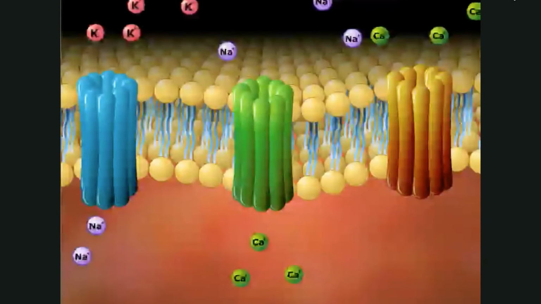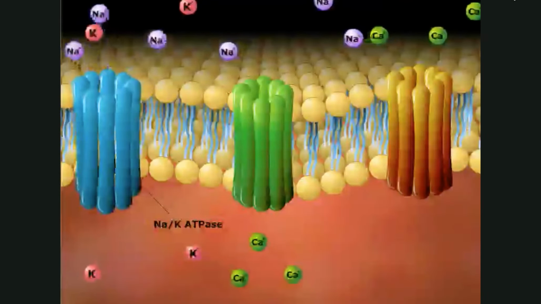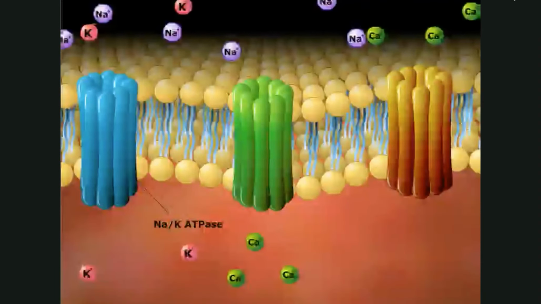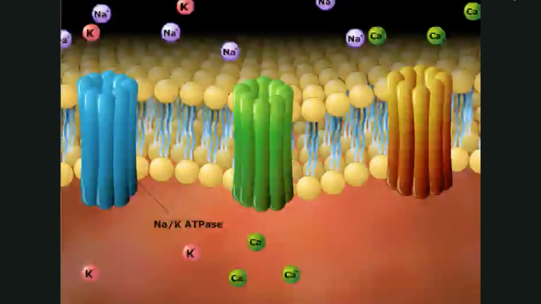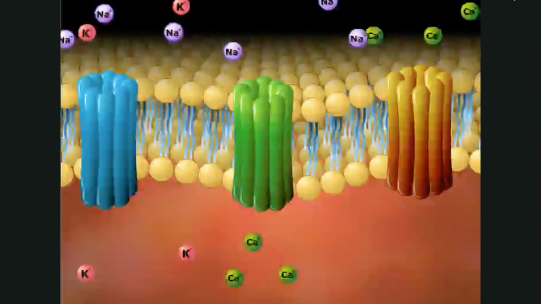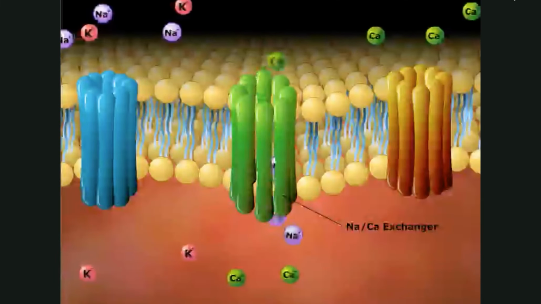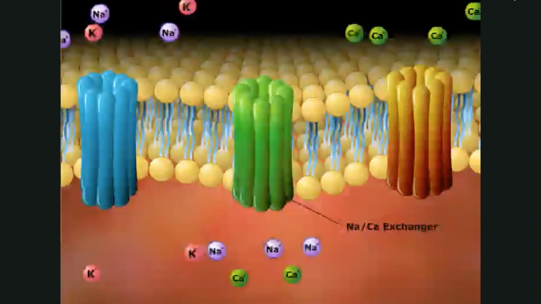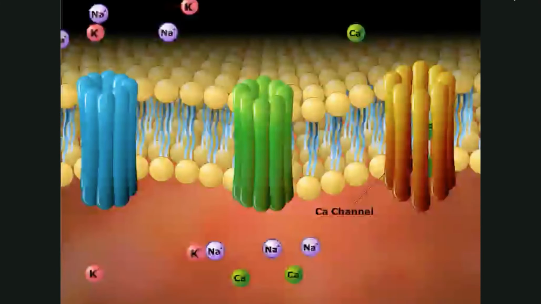In myocytes, the sodium-potassium ATPase pump exchanges 3 sodium ions for every 2 potassium ions. This creates low intracellular sodium concentration. Due to the low sodium concentration inside the cell, there will be sodium influx in exchange of calcium through the sodium-calcium exchanger. Calcium enters the cell following its concentration gradient through its own channels.